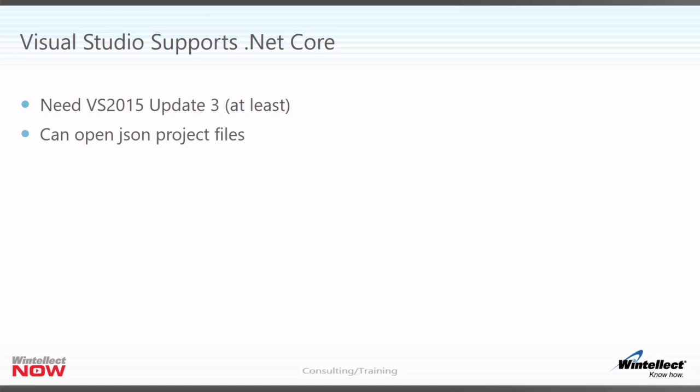Update 3 can open the JSON project file, so it understands the file format that it's using. We can use it to build and run the code, and we can also use it to run unit tests as well. So everything that you've seen me do from the command line, we can do just as easily from inside Visual Studio. We'll take a look now at how we do that.